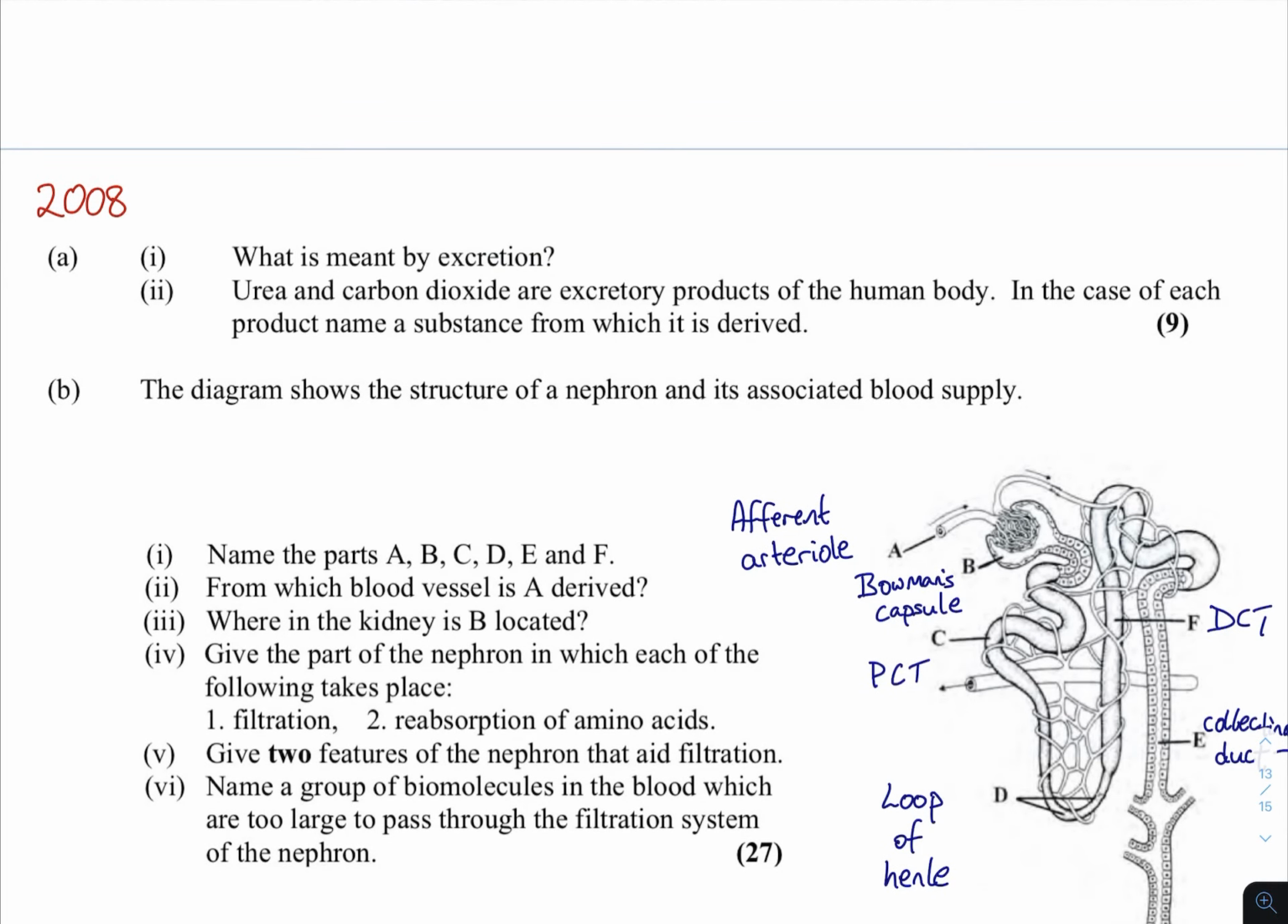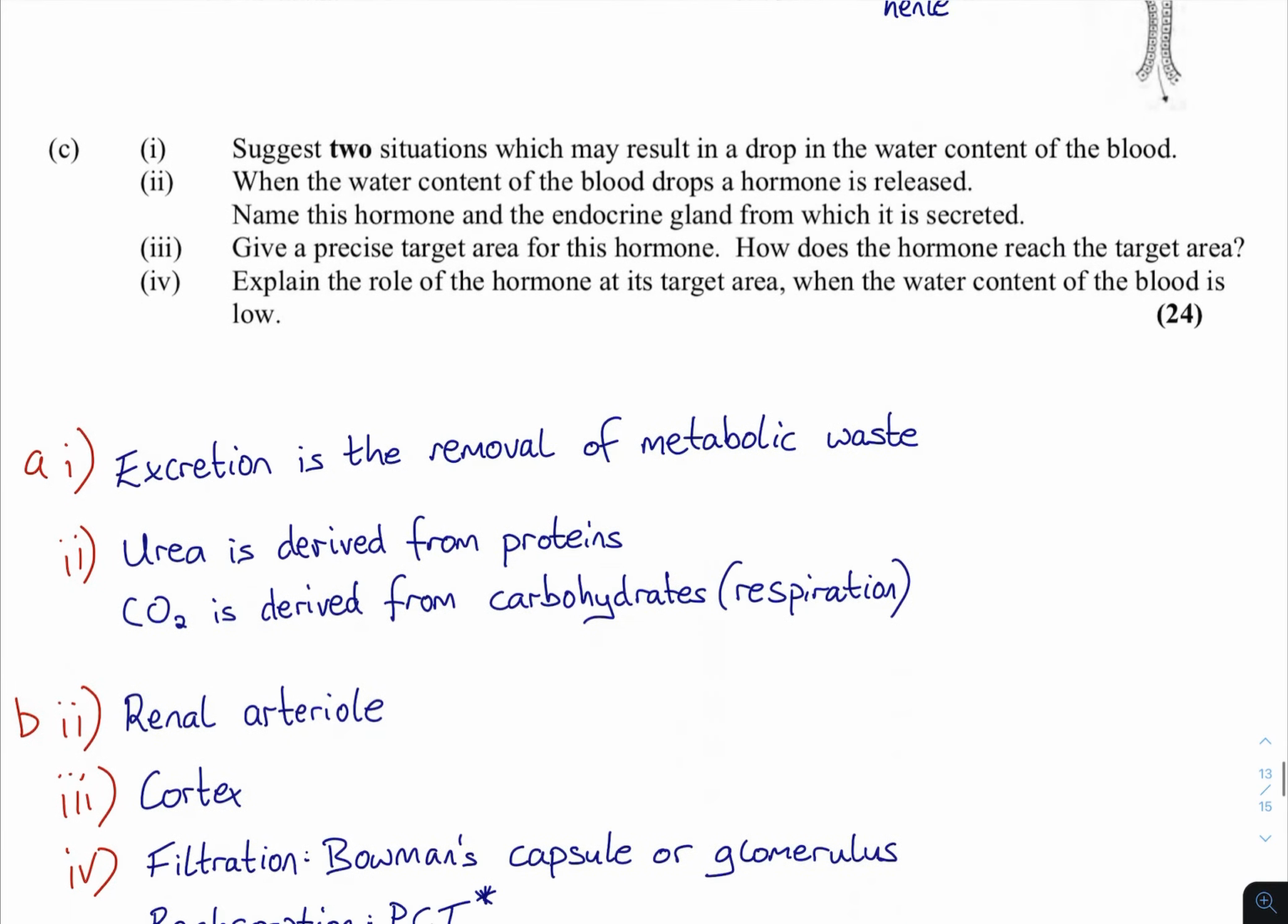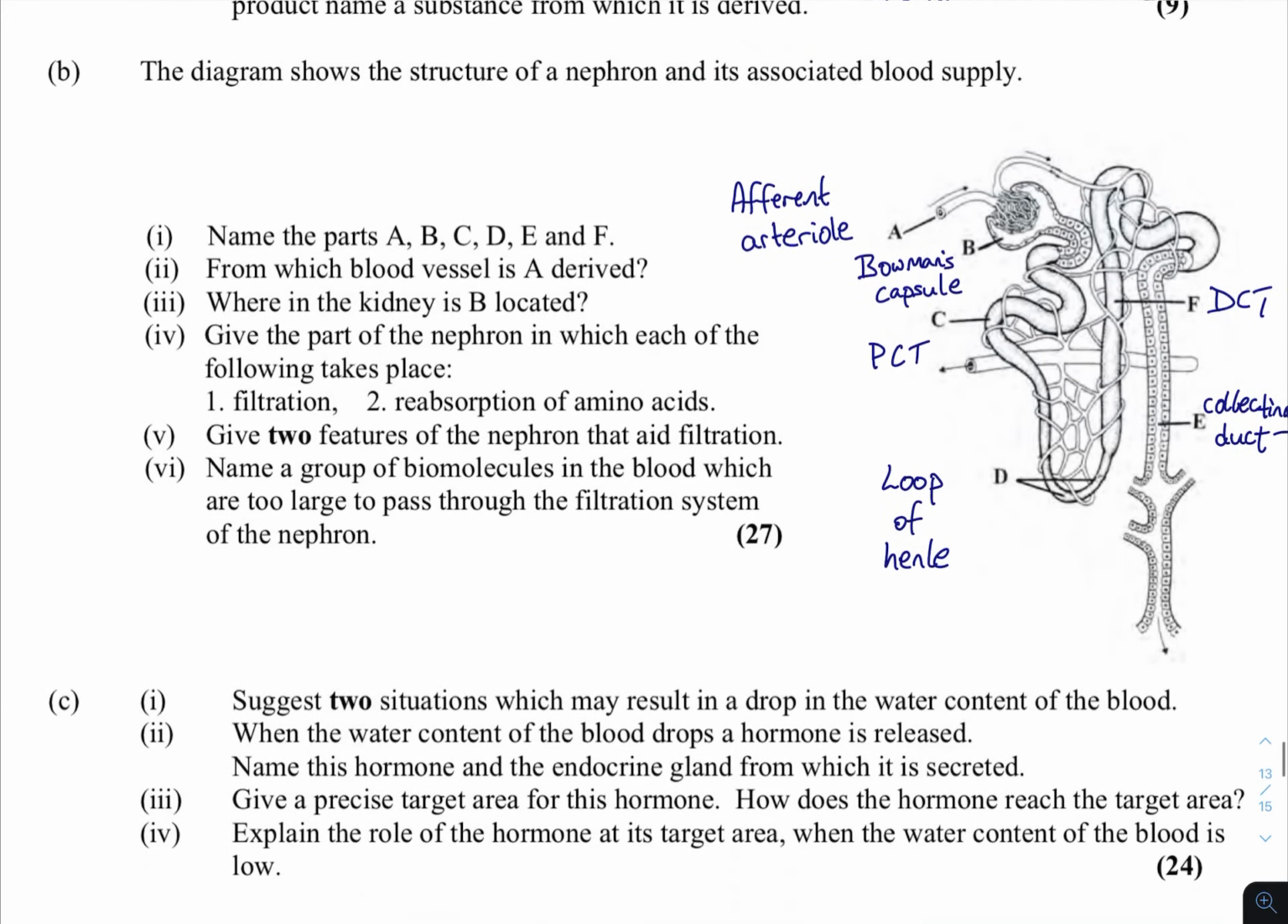Okay, urea and carbon dioxide are excretory products of the human body. In each case of the product, name a substance from which it is derived. So where does it come from? Urea is derived from proteins, and CO2, that's carbon dioxide of course, is derived from carbohydrates. A lot of students didn't know that one, so just be careful with that one. CO2 is derived from carbohydrates, and that's kind of going back to respiration if you've studied that chapter. But if not, you just learn it off.